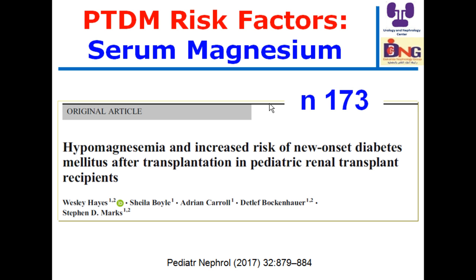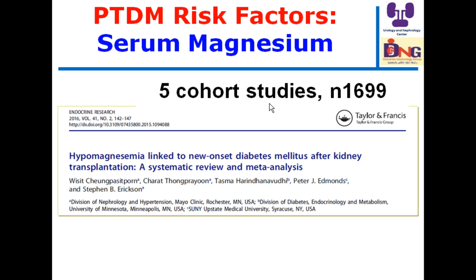And the association between hypomagnesemia and new onset diabetes may not be causal. Both hypomagnesemia and diabetes can result from mitochondrial dysfunction, as found in a large pedigree with hypomagnesemia and the metabolic syndrome. So all these ideas should be kept in mind when we think of risk factors. A larger study, a systematic review and meta-analysis including 5 cohort studies, including 1,690 cases, linked hypomagnesemia with the development of diabetes after kidney transplantation. So this is another important point.